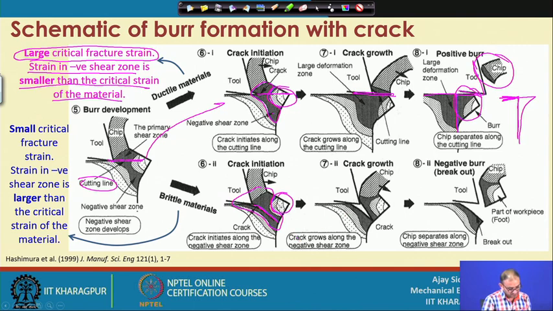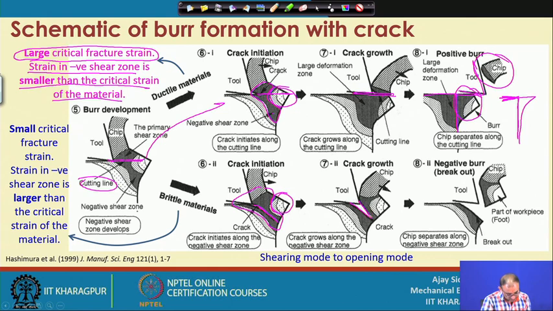So if you continue, now your tool is penetrated, now the crack is propagated. Now that is the thing what is happening in the brittle material. So this is called crack propagation. The crack grows along the negative shear zone, right? So the shearing mode converts into the opening mode. So now that is opening.